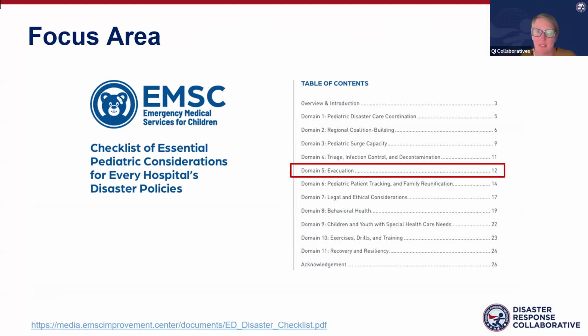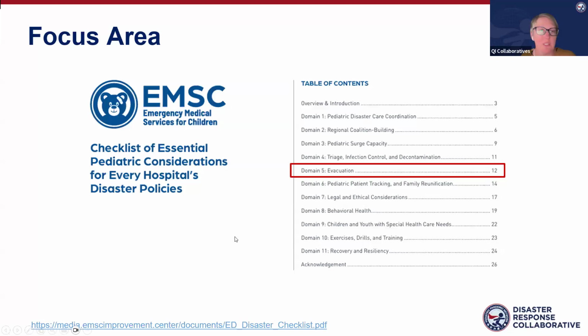Stick with me for just a few more moments, please, and we'll get to the session evaluation. Again, we'll put all this in follow-up messages, but go to the EMSC improvement website if you have not already, or if you haven't gotten it from the DRC resources site, the disaster checklist, and review domain 5, the evacuation planning. That is going to have you step by step, something that is going to help with planning in the evacuation. And I know that was mentioned in the chat.